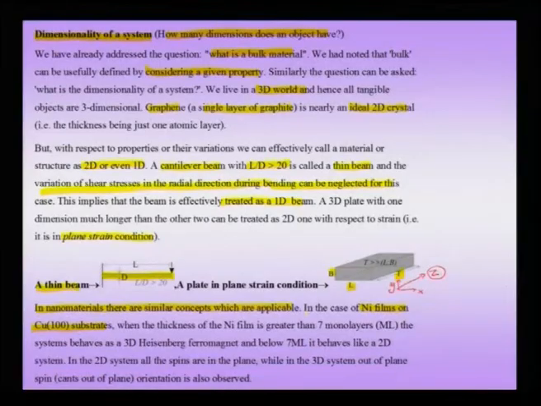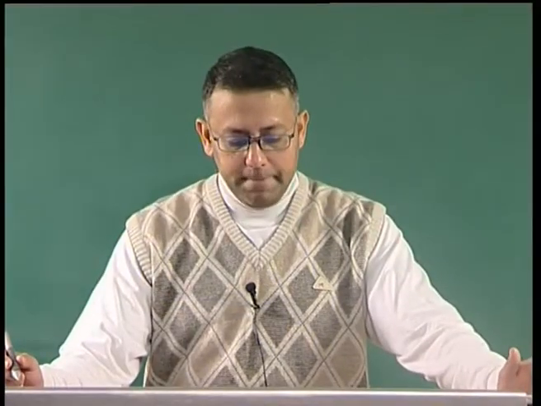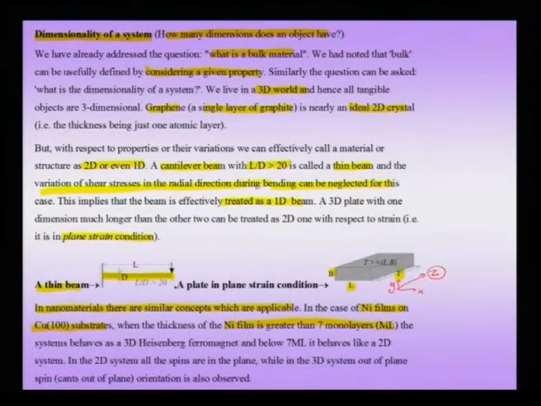Now, in the case of the nickel film on copper substrate, we know that nickel is a ferromagnetic material while copper is not, and this copper 100 is a single crystal on which I am growing my nickel film. When I am growing the film layer by layer, I notice that if my film thickness is greater than about 7 monolayers, the system behaves like a 3D Heisenberg ferromagnet. The details of all the magnetic properties we will deal with later, but for now we are just worried about one important concept which will become clear as I go along. And if I am below 7 monolayers, the system behaves like a 2D system.